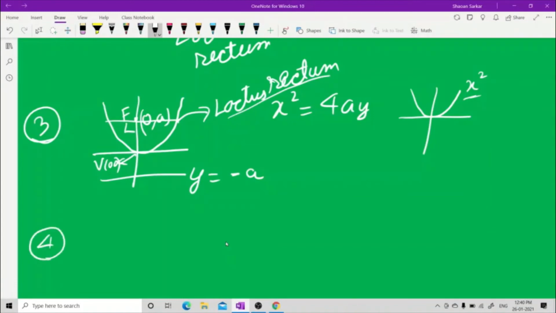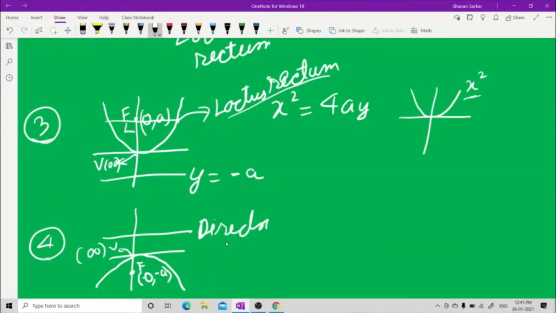The fourth type is just the opposite of this. The vertex coordinate is 0, 0, and the parabola goes like this. This is now your focus, which is the point 0 comma minus a. This is the directrix, y equals a.